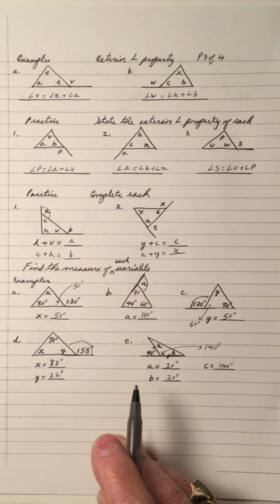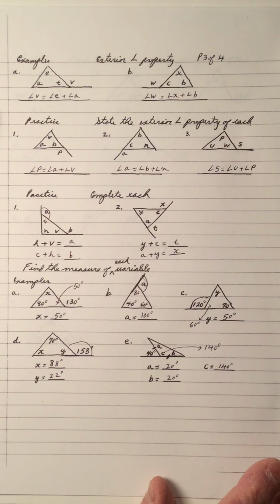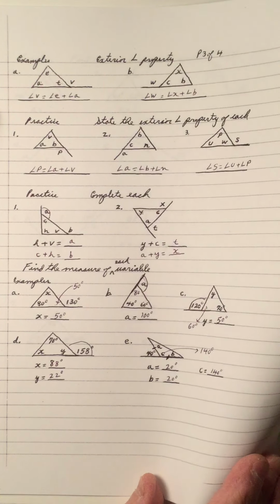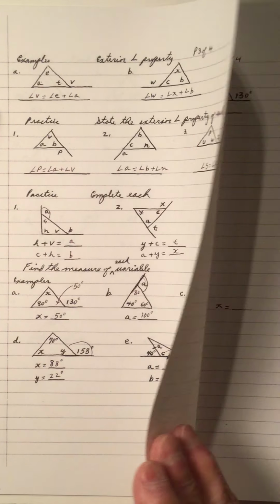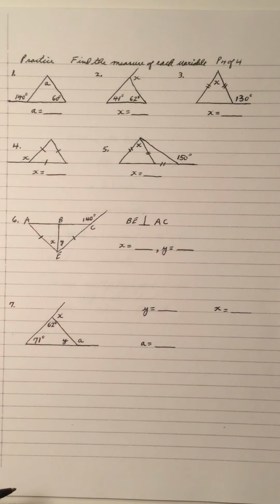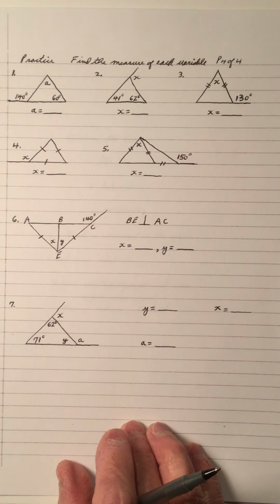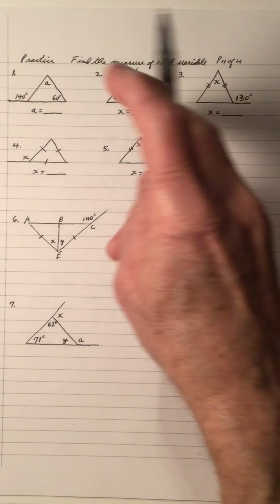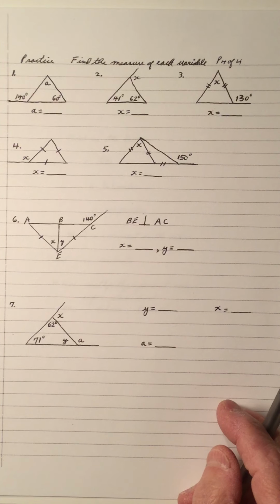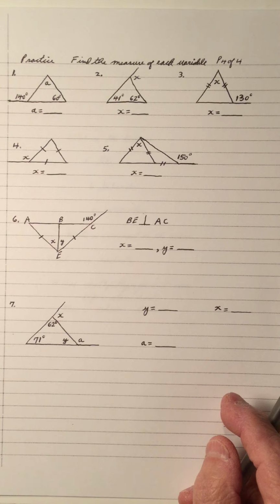But if two sides are equal, two angles are equal, and vice versa. We'll talk about that in the next video. And more practice. Pause the video, work all of these out to see if you get them right. Here we go.